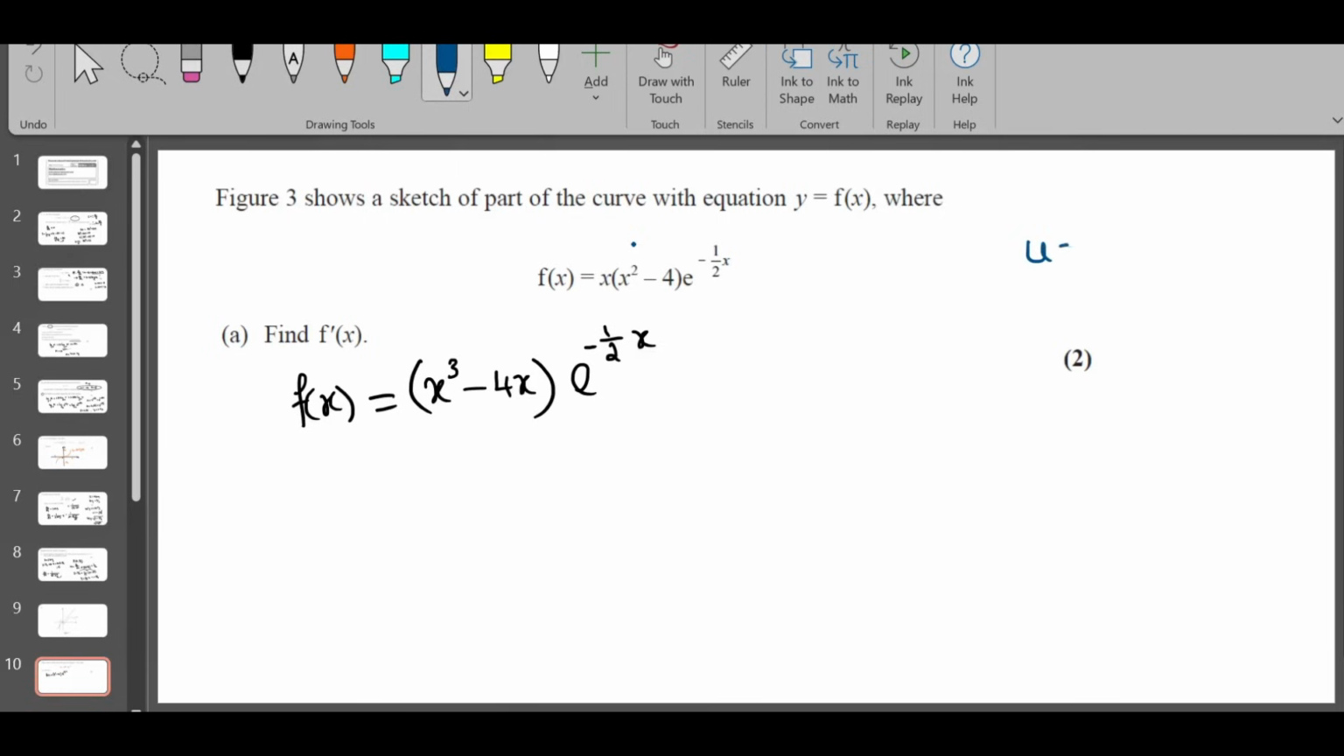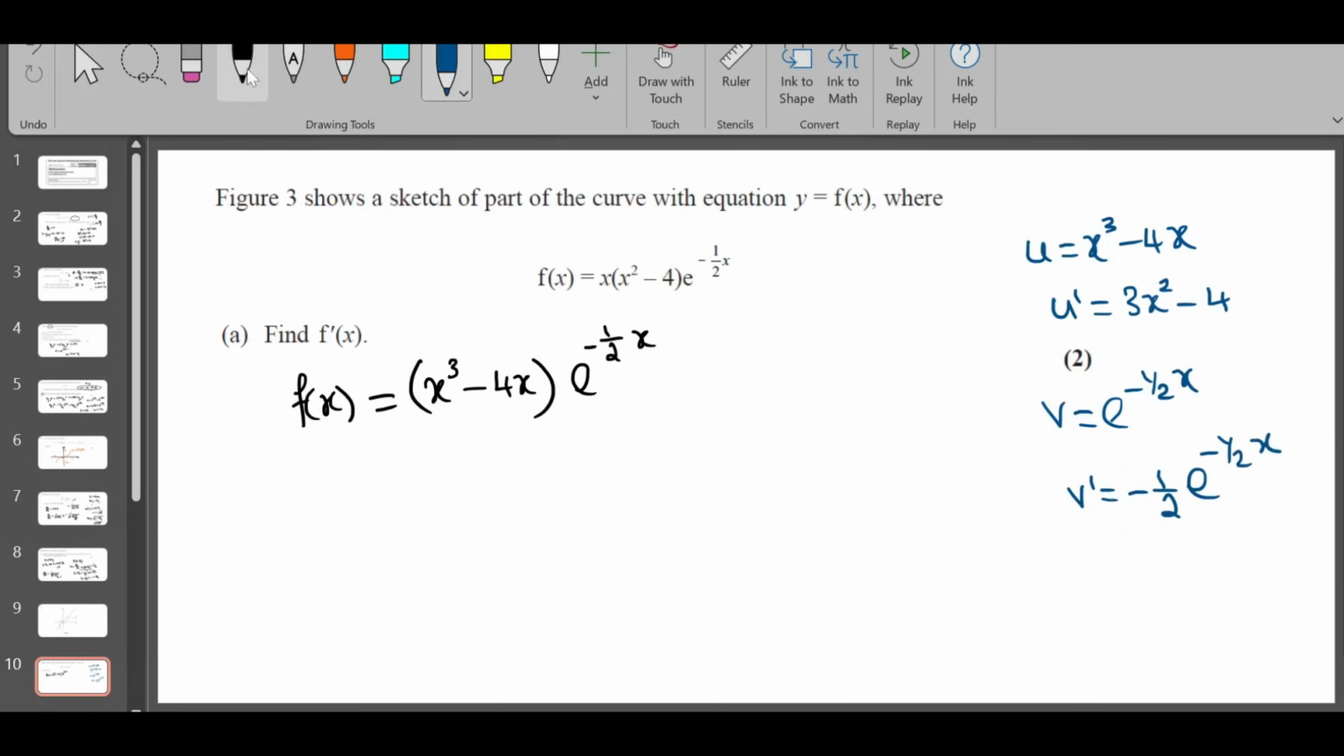Take the first one as u, x cube minus 4x as u. The derivative of u is 3x square minus 4. Take v as e power minus half x. The derivative of v will be minus half e power minus half x. Now let's apply the product rule.